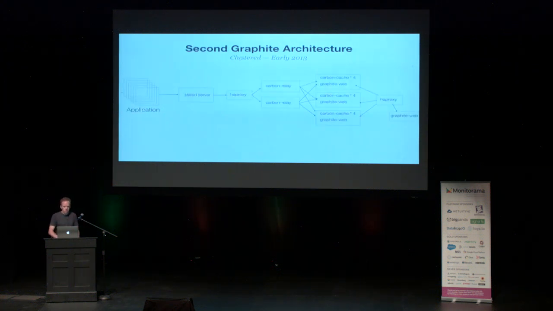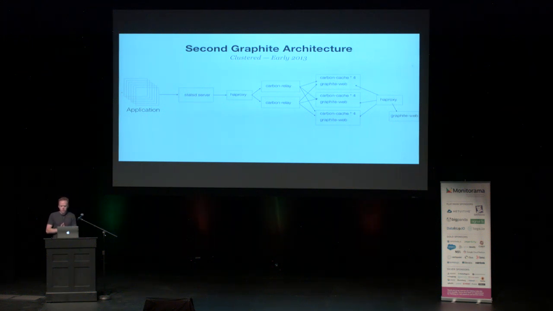So here's our second graphite architecture. In the second version, all components were split apart. The only part that looked the same was that the application still talked to a single statsd server. From the statsd server, a load balancer routed metrics to a carbon relay, which used consistent hashing to map a metric name to an individual backend graphite box.